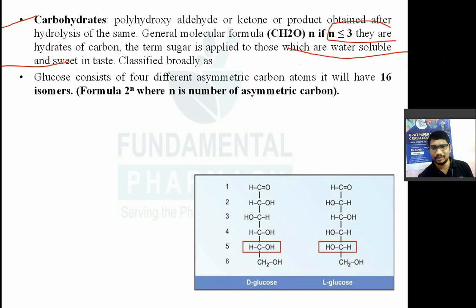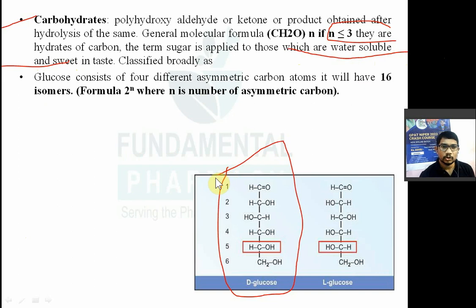If you see the glucose molecule, because glucose is a very important physiological molecule from this carbohydrate group, this is the structure of glucose. Glucose will have 6 carbon. How many carbons are in glucose? 6 carbons. Okay. Glucose has 4 different asymmetric carbon atoms.